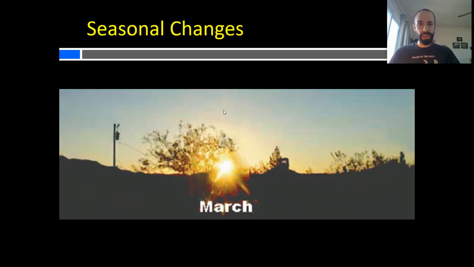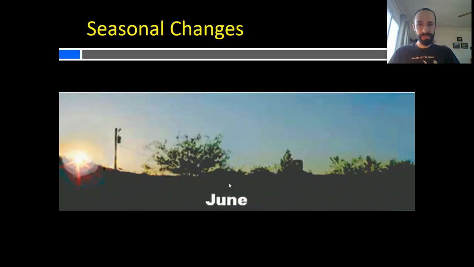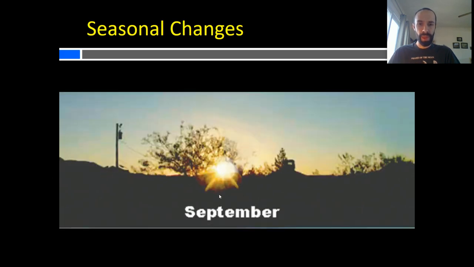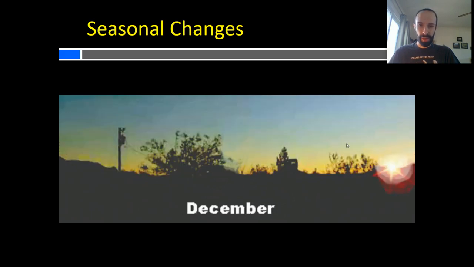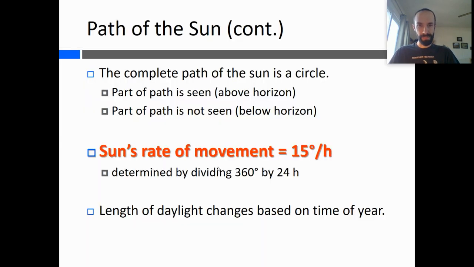Now, if you look at these 4 pictures here, this is a picture showing you where the sun rises directly east, okay, on March 21st. Here is June, so this is to the north of east, okay? And here is September, that's perfectly east again, which you saw. And here's December, a little bit to the south of east. So depending upon the time of year, the sun is going to rise in different locations.